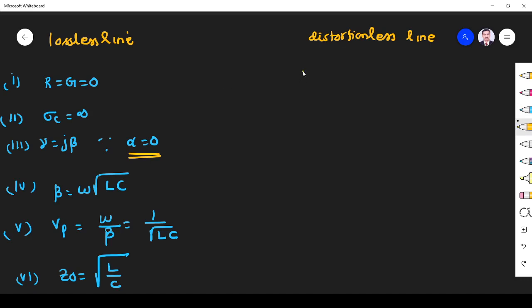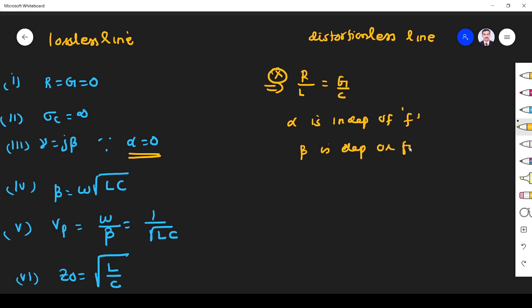Next we study about the distortionless line. So for a distortionless line, the condition is R by L is equal to G by C. This question they have asked in different exams. So this condition is very important. Then another thing here: alpha is independent of frequency in a distortionless line. Alpha is independent of frequency and beta is dependent on frequency. Beta is a function of f. Fine. So this is another important point to be noted.